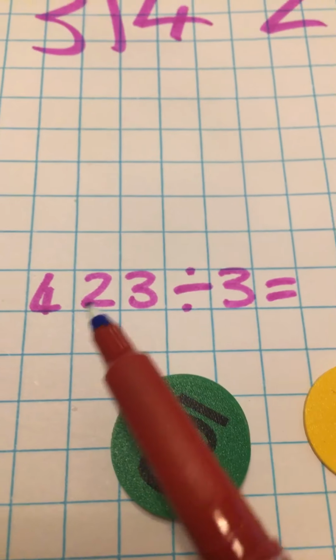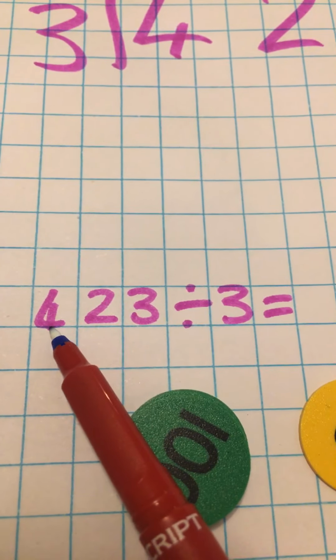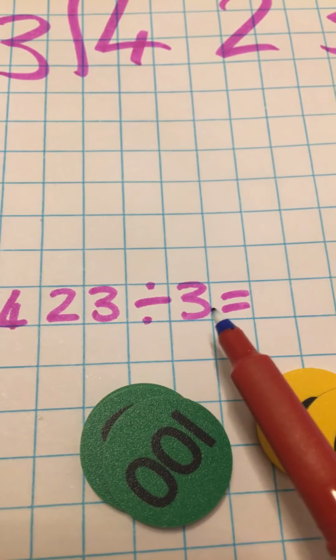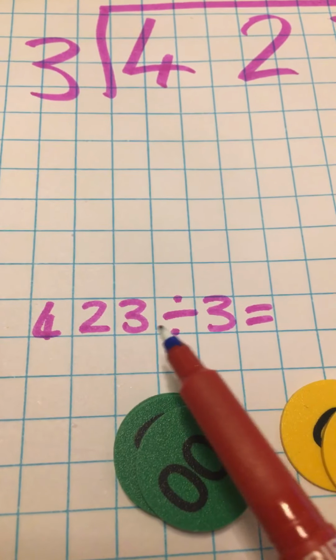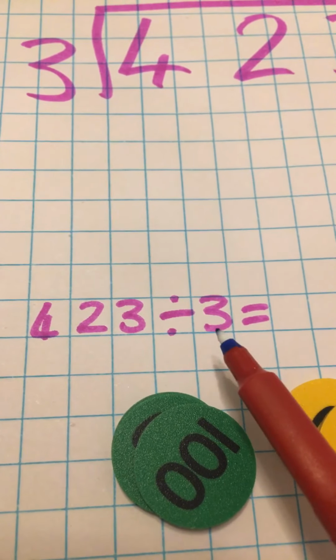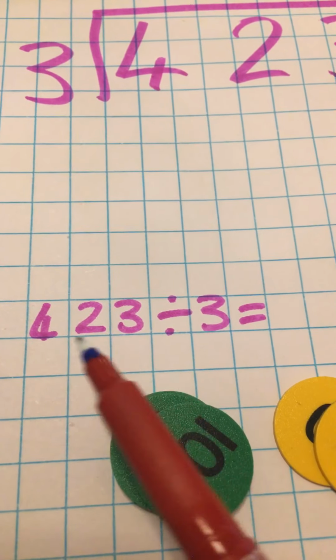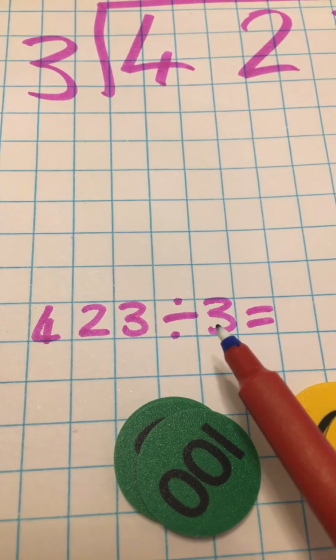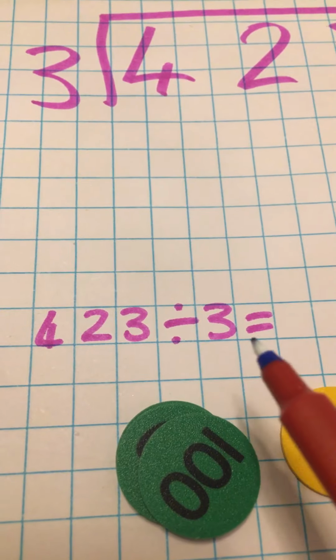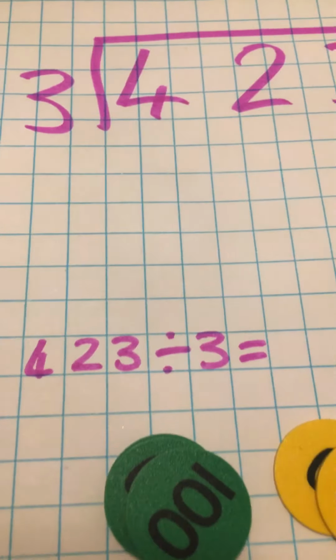So we start with our number sentence. We've got 423 divided by 3. That's quite a tricky number to divide by 3 in our heads, because we don't learn up to that size number in our 3 times table. So we've got a written method to make life easy for us.